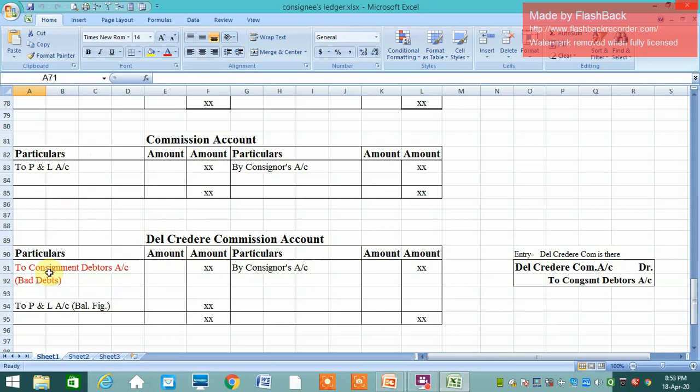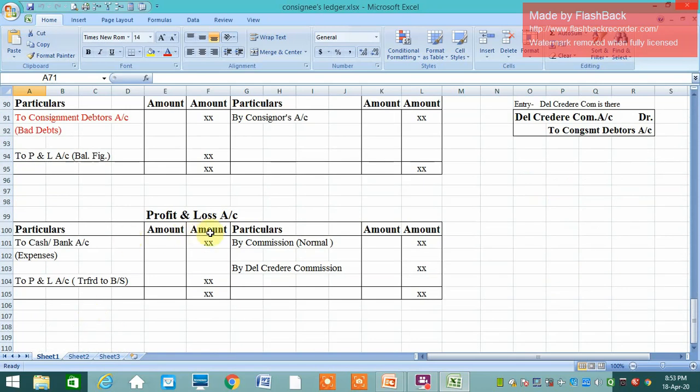Now, as I said, whenever Del Credere Commission is given and bad debts are there, those bad debts will be adjusted in the Del Credere Commission account, and the difference will be transferred to profit and loss account. Suppose Del Credere Commission is 20,000 and bad debts are 1,000, then 19,000 will be his income through this Del Credere Commission, which will be transferred to profit and loss account.